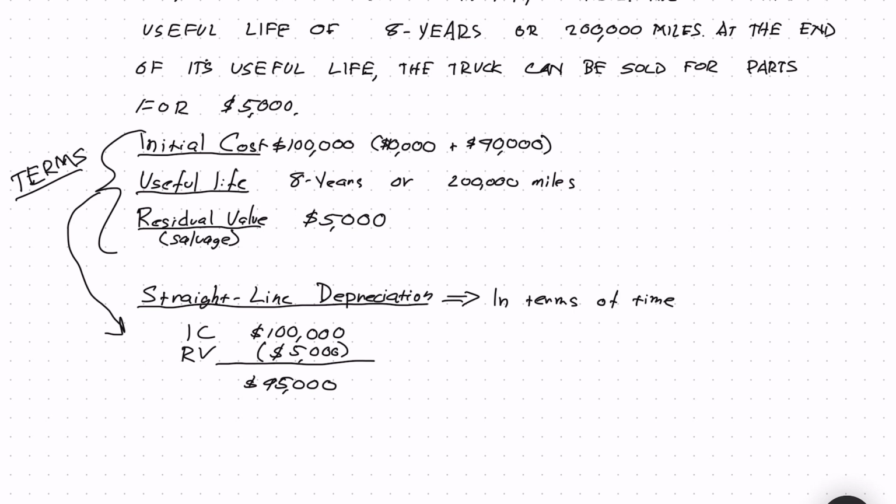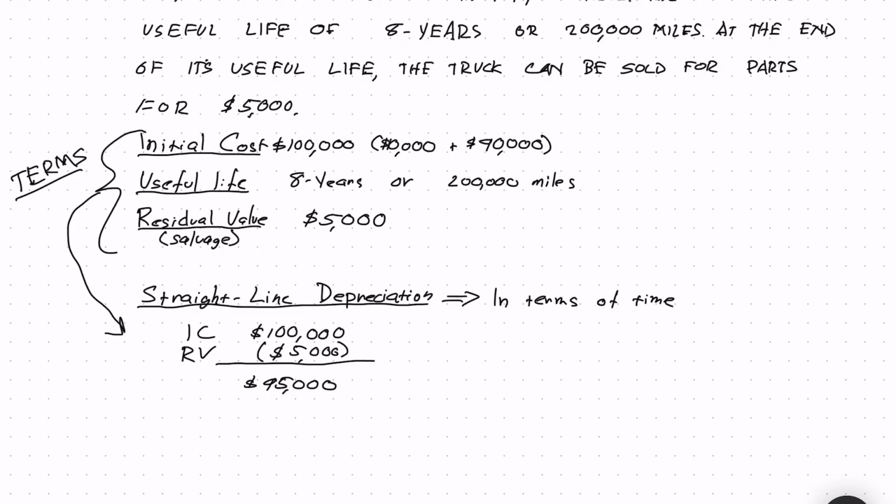That means we're not going to be using those 200,000 miles. We're only going to be using those 8 years. So we're going to take that 95,000, we will divide it by its useful life of 8 years, and we come up with 11,875. Now this again is my annual depreciation. That's what I'm going to recognize every single year.